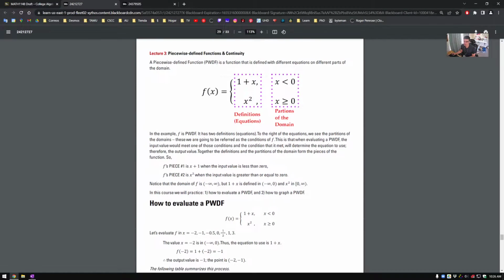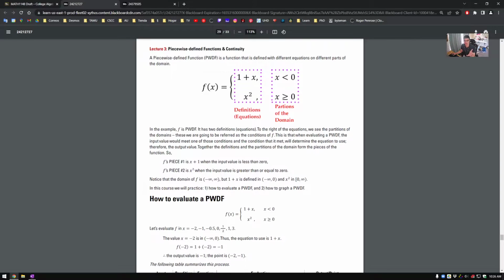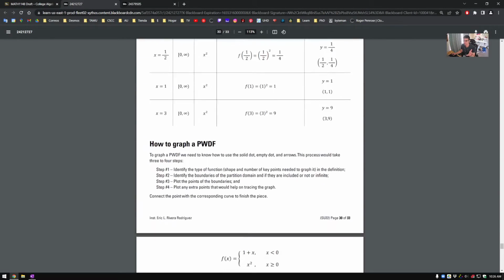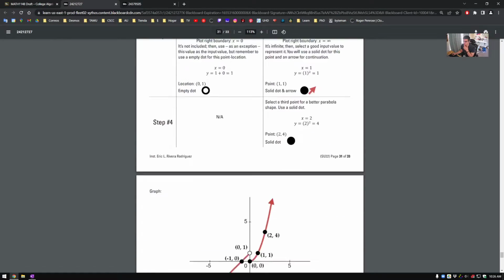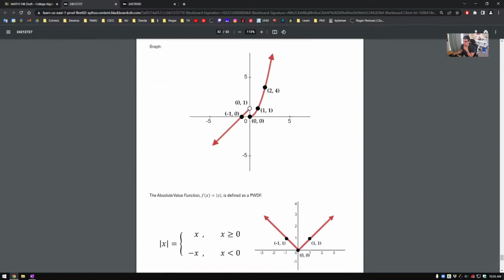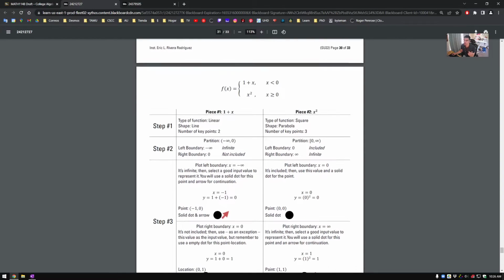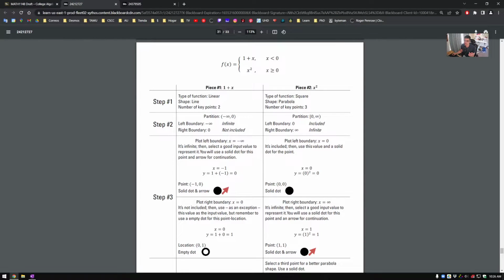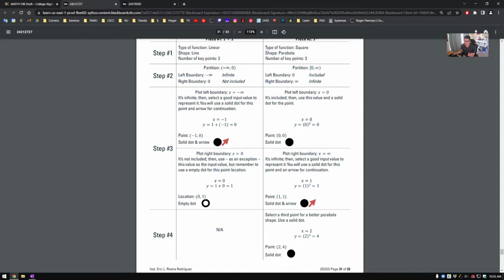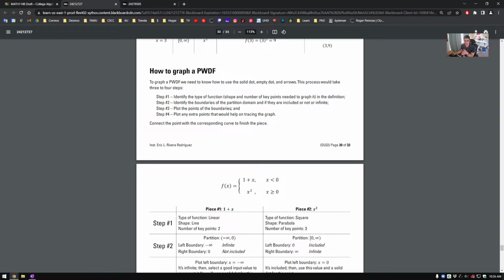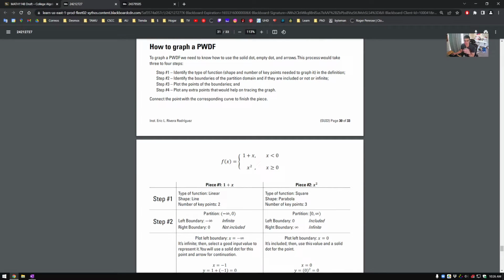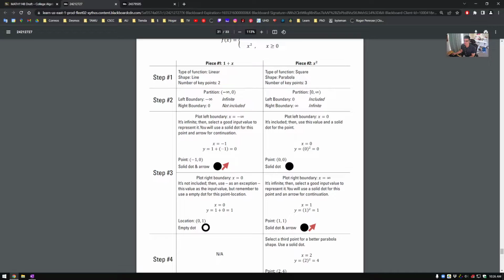Other examples that are good: the piecewise defined function. This is a good example of how to graph a piecewise defined function, from page 30 to 32, because you are seeing here how I wrote all the steps. Here I wrote all the steps. This is a good reference as an example to use for your project.